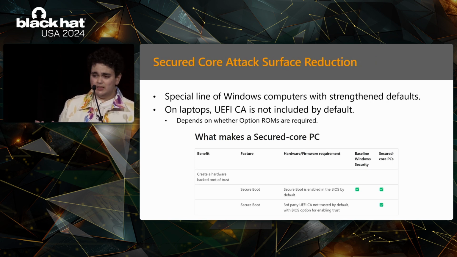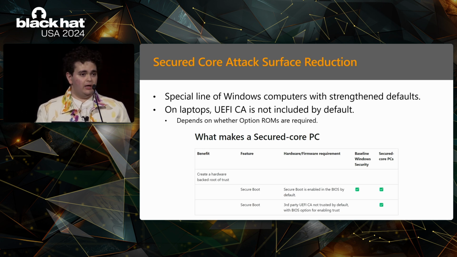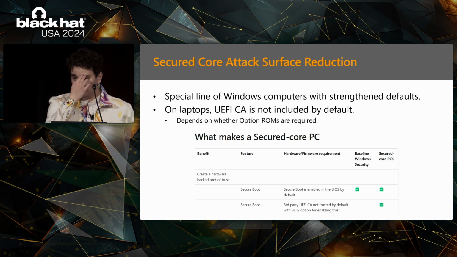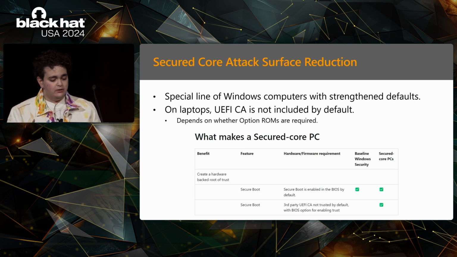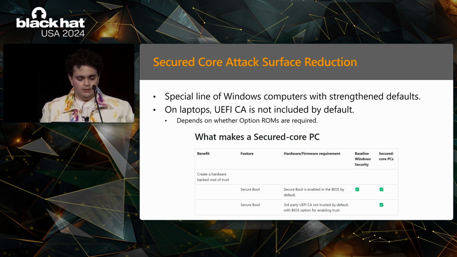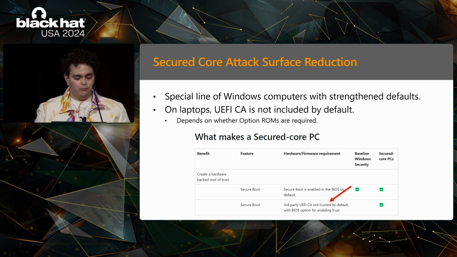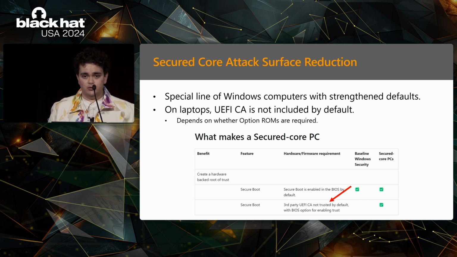I also want to tell you about Secured Core, which is a way you can reduce your attack surface. It's a special line of Windows computers that have strengthened defaults. Now, on laptops with Secured Core, the UEFI, for example, is not included by default. You have to enable it in your firmware options in order to have that option available. You can see that down below, where we state that the third-party UEFI is not trusted by default with a BIOS option enabling that trust.